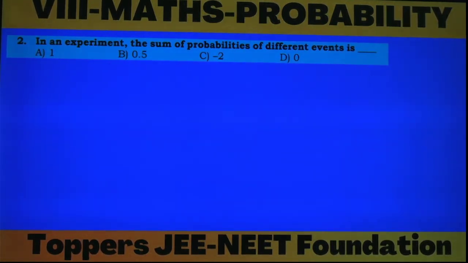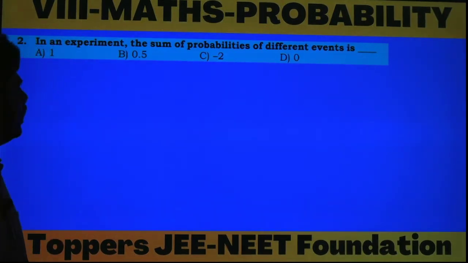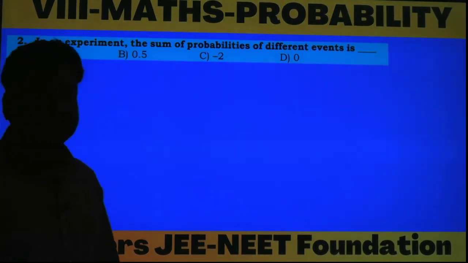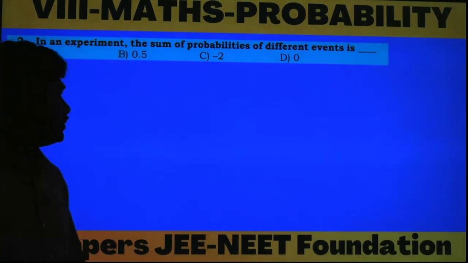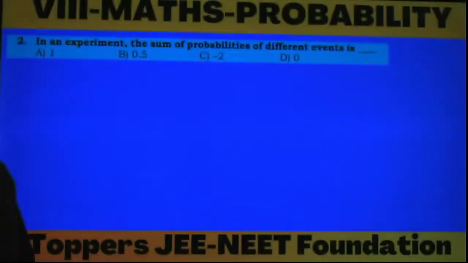If in an experiment the sum of probabilities of different events is, yes, the sum of probabilities of different events is always equal to 1. So, option A is the correct answer. Next question.